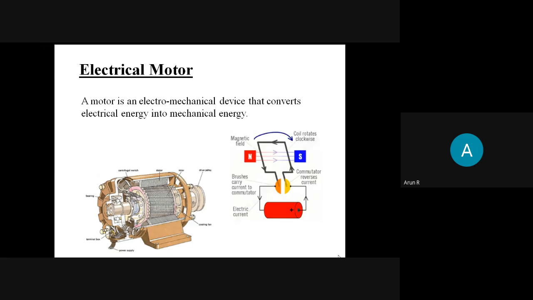Our prime focus in this topic will be the electrical motor. A motor is an electromechanical device that converts electrical energy into mechanical energy. You can see the pictorial representation of an electrical motor.